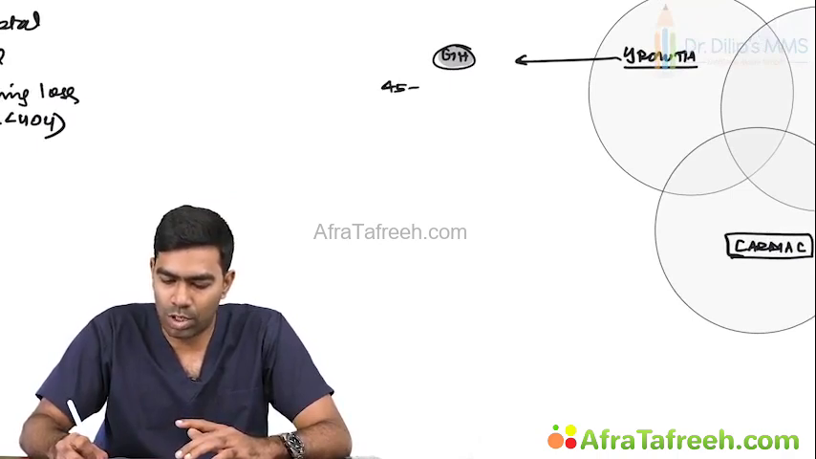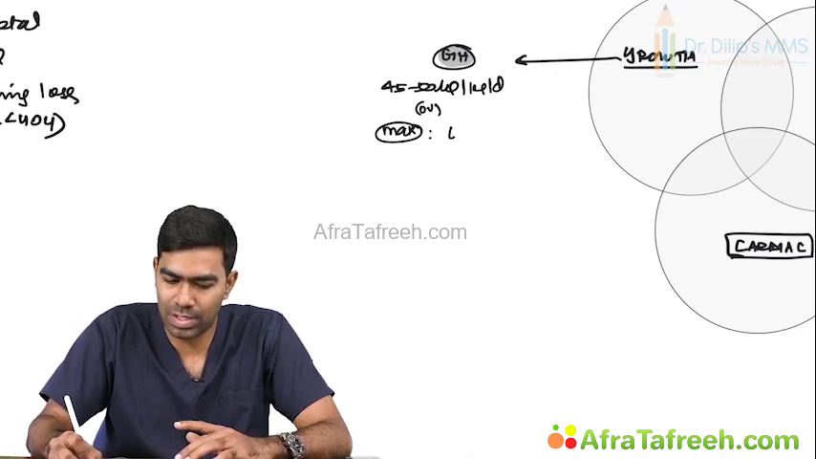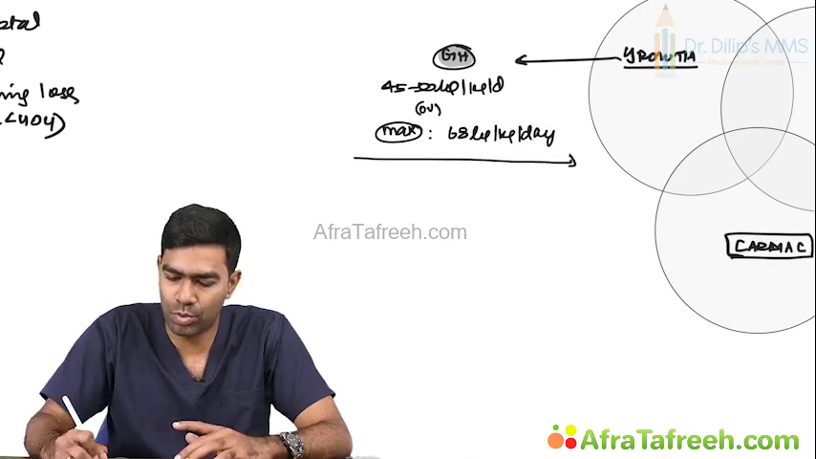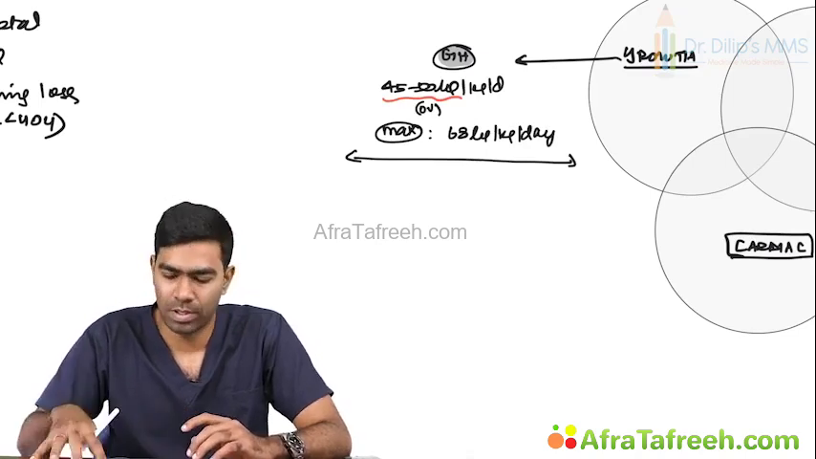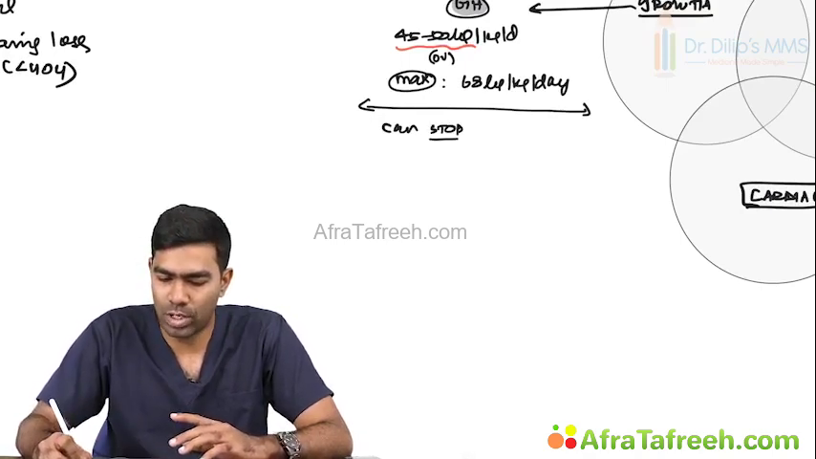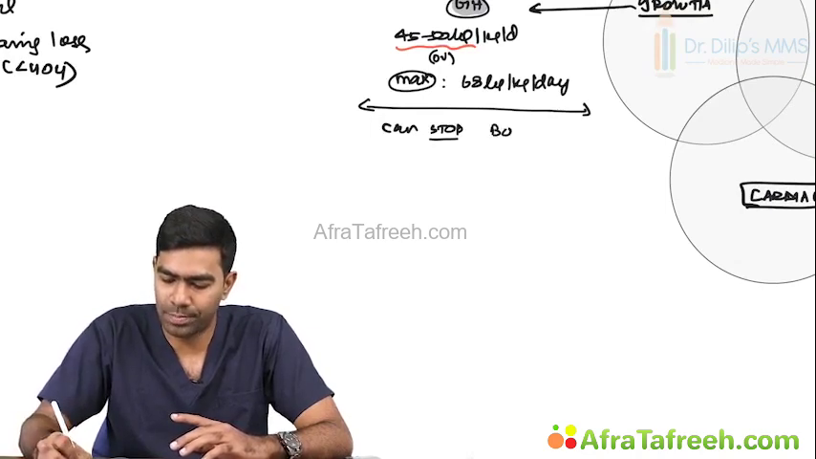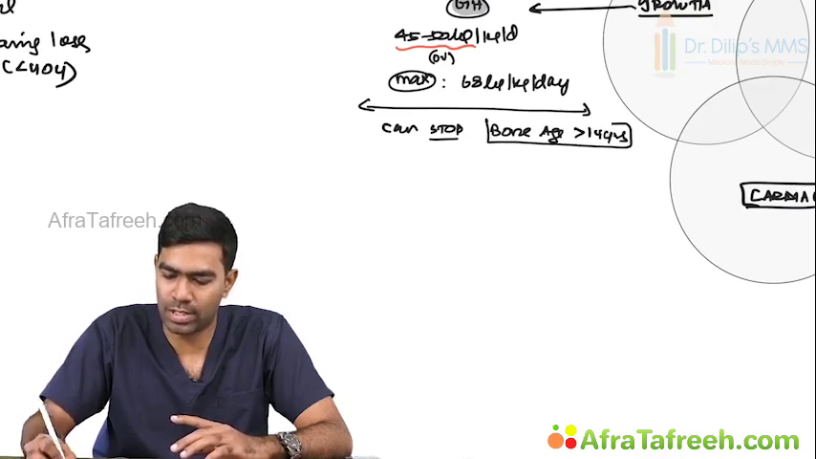So what is the dose of growth hormone? Usually we give 40 microgram per kilogram per day, or you can give a maximum dose of 68 microgram per kilogram per day. You should not exceed this dose. The usual dose that is started in Turner syndrome is 45 microgram per kilogram per day. You can stop this growth hormone therapy once the bone age is more than 14 years. This is a very important criterion. Once the bone age exceeds 14 years, you can stop the growth hormone therapy.